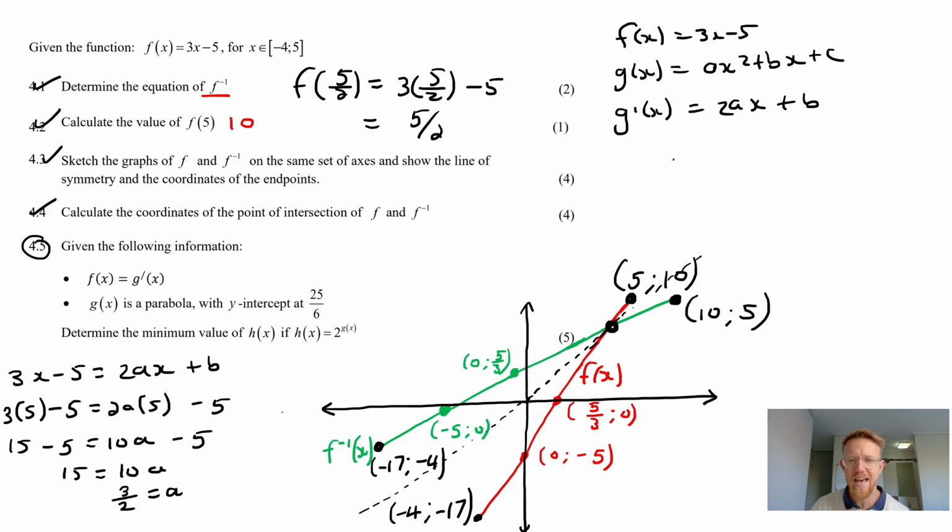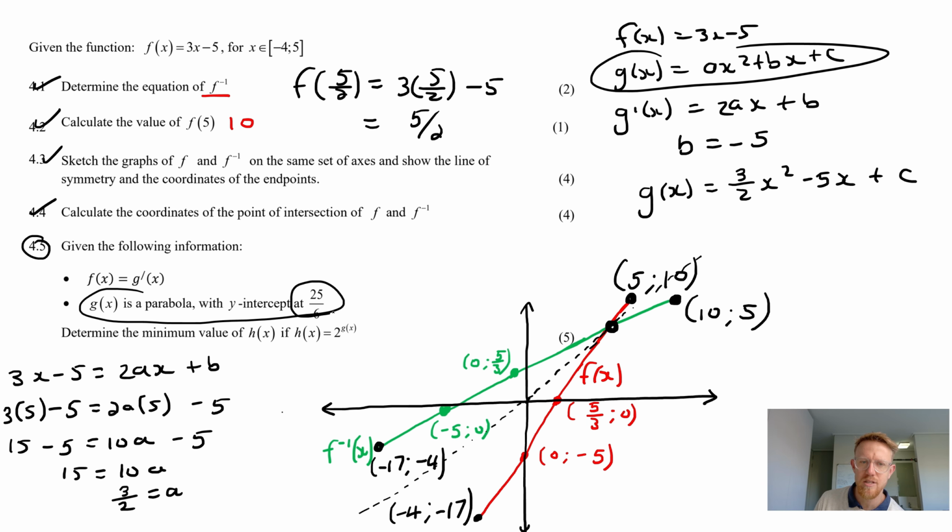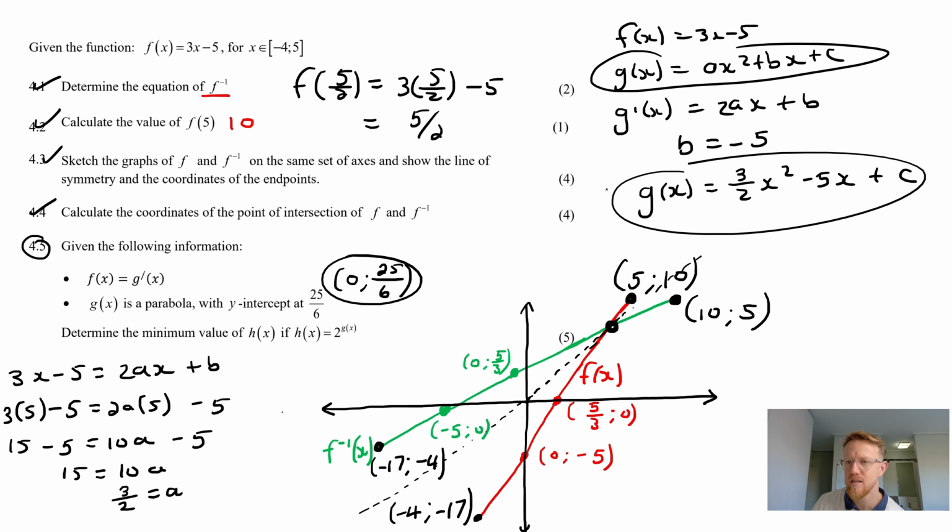Okay, so we now have the a value and we have the b value. I don't know why I went and erased everything over here, but remember we did find b as minus 5. So then we can come back to this original equation as we now have the a value as 3 over 2. We have the b value, and then we just need to find c. But they tell us here that the y-intercept is 25 over 6. So we know that a y-intercept is when x is 0. So when x is 0, y is 25 over 6. That is a point on this graph.